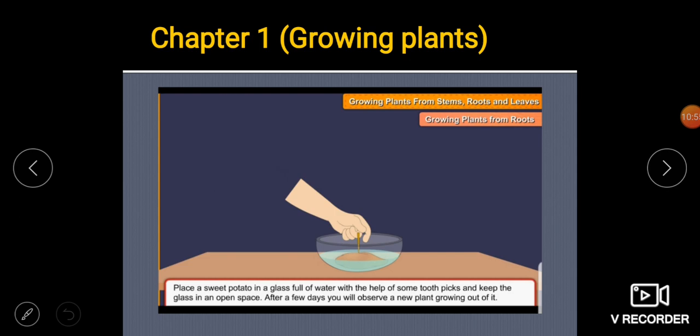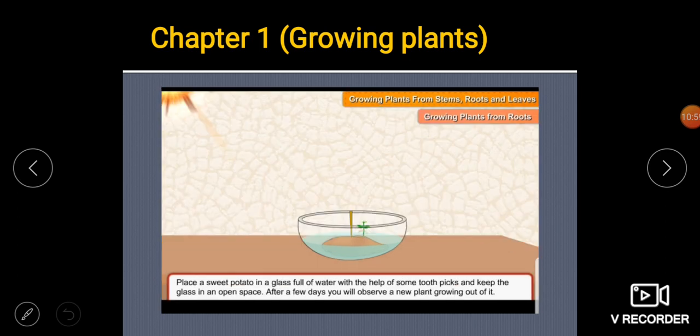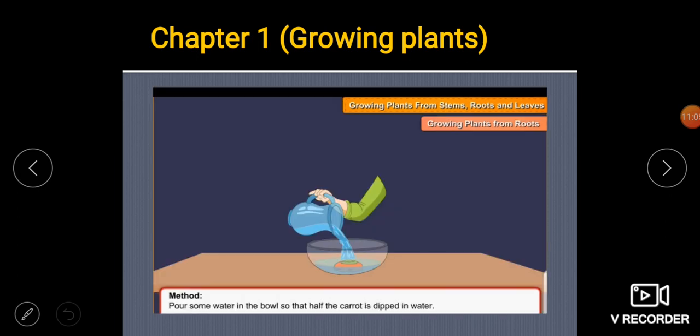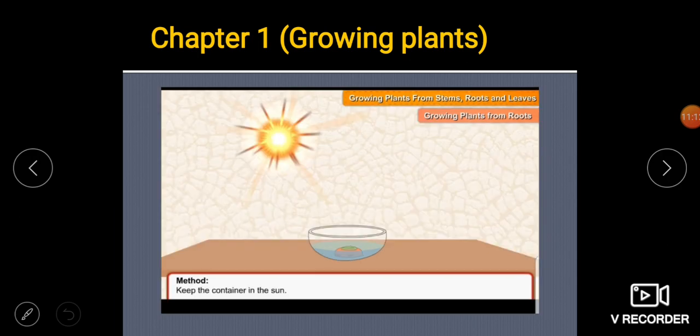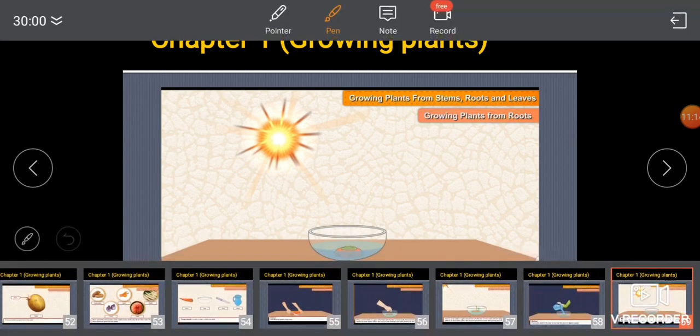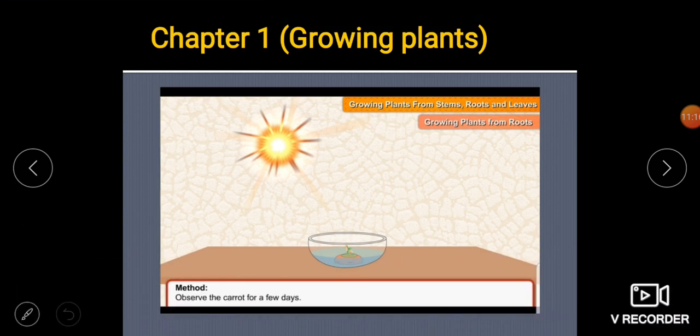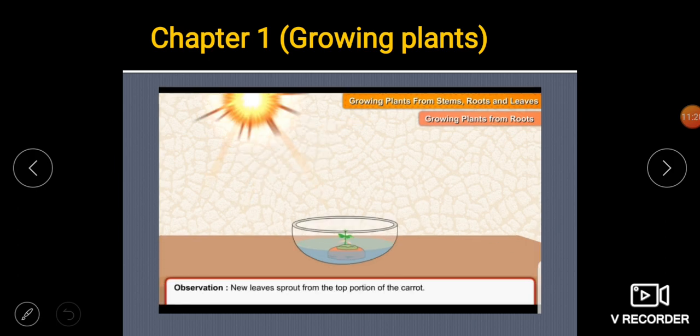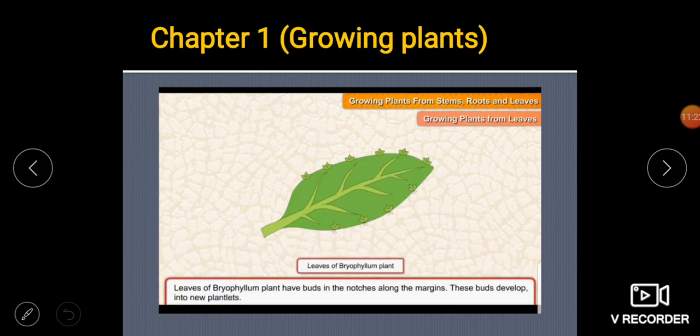After a few days, you will observe that a new plant is growing out of it. The same method we can use for others also. Pour some water in the bowl so that half of the carrot is dipped in water. Then, it is necessary to keep the bowl in the sunlight so that it gets all the conditions which are required for germination.